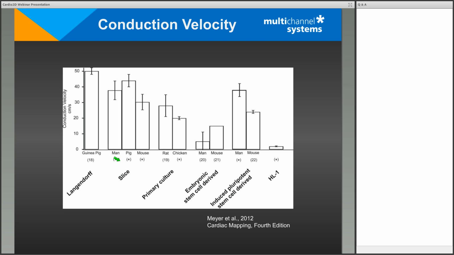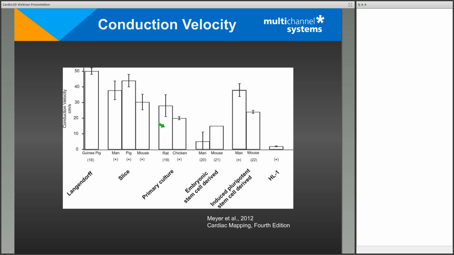As I said, the next lower level where you still have the tissue intact but not the whole organ intact anymore is a cardiac slice preparation. Here we even had the chance to work with human tissue from patients. Of course, that is not healthy tissue. And with the human tissue, we observe here about 40 centimeters per second. Very similar values, a little bit higher, we have from porcine tissue. Porcine tissue might just be higher because we get more healthy tissue here. And for the mouse, we are a little bit lower at about 30 centimeters per second.